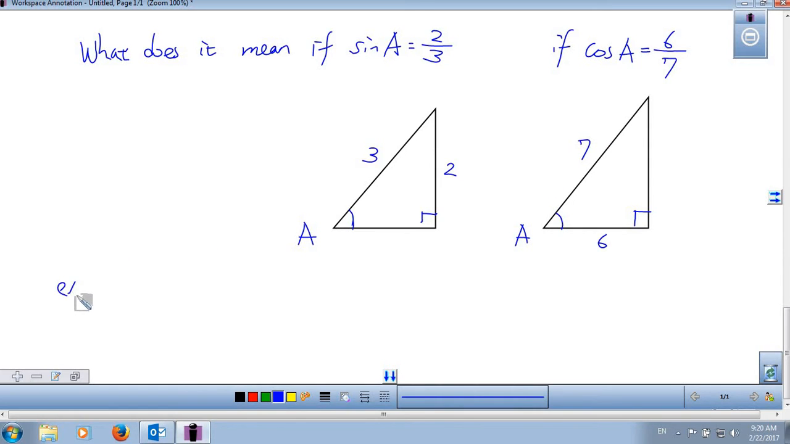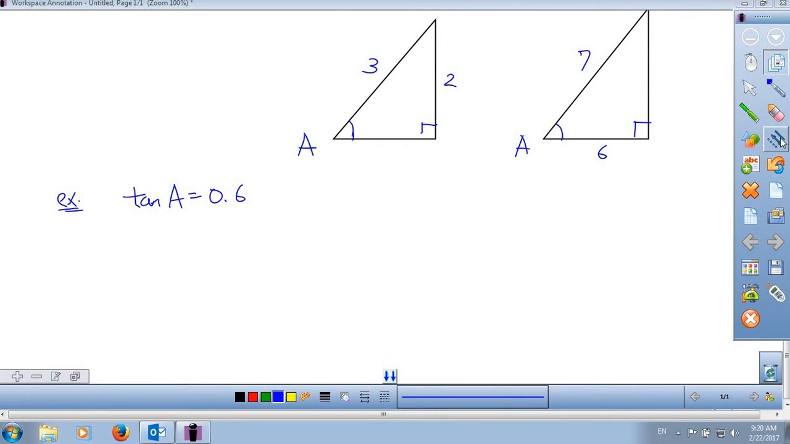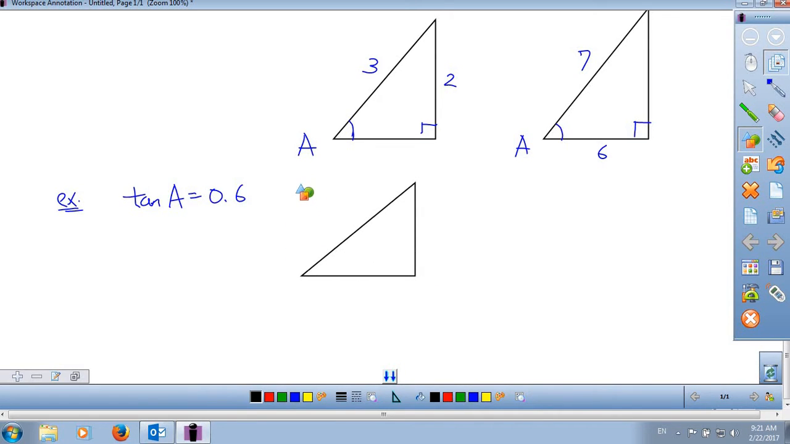Okay, let's try another one. What if tangent A is equal to 0.6? What does 0.6 mean? Well, 0.6 is a decimal, right? But if you express that as a fraction, it would be 6/10. Or if you reduce that fraction, 6 divided by 2 is 3, 10 divided by 2 is 5, it would be 3/5. So that's the reduced version of this fraction.